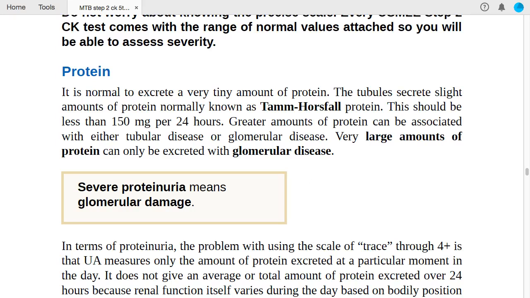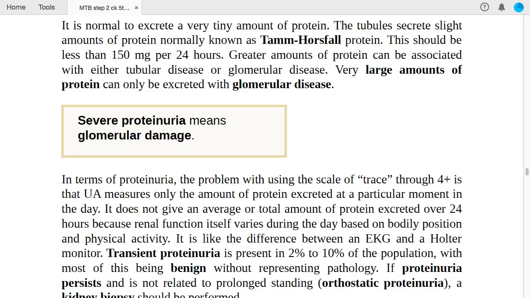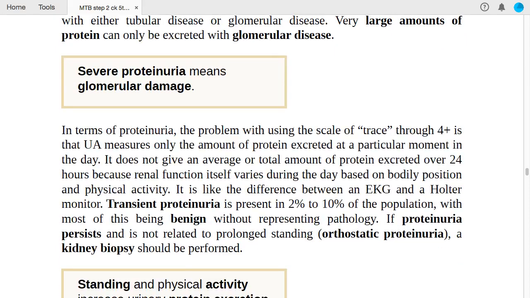Very large amounts of protein can only be excreted with glomerular disease. So whenever there is glomerular disease, definitely we are going to see a large amount of protein excreted in urine. If the patient has a large amount of protein in urine, it means the patient must have some glomerular or tubular disease. Severe proteinuria means glomerular damage. Now, in terms of proteinuria, the problem with using the scale of trace through 4 plus is that urinalysis measures only the amount of protein excreted at a particular moment in the day.